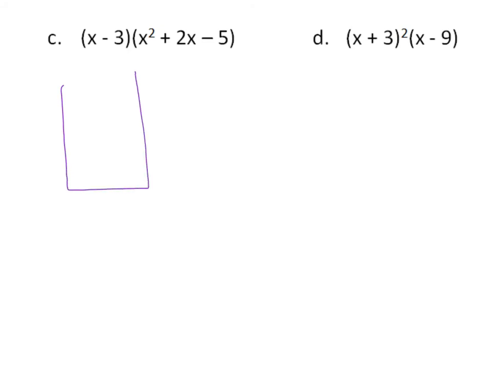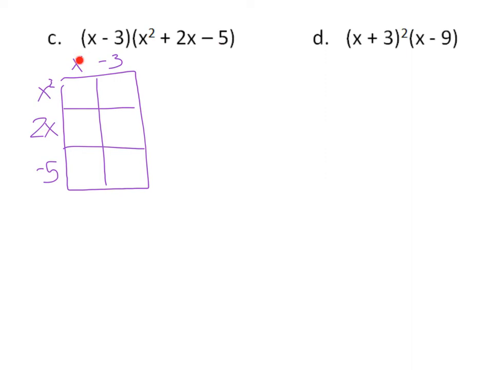I'm going to use this rectangle. I'm going to break it up into 2 columns because I have 2 terms here, and I'm going to break it up into 3 rows because I have 3 terms here. I'm going to write each of my terms in a spot. So I'm going to write an x here and a negative 3 here. Then I'm going to write x squared here, and 2x here and negative 5 here.